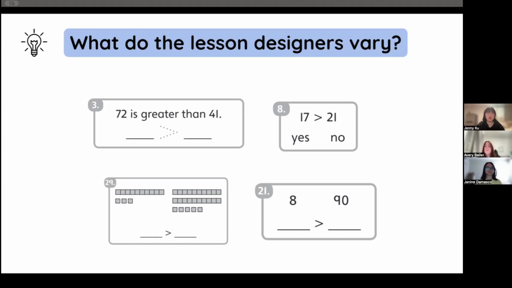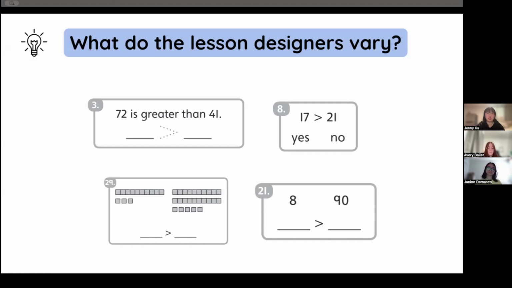Next, the types of tasks students complete also change. Some tasks provide a sentence such as 72 is greater than 41 and students must rewrite it using the greater than symbol. The next task is where students are asked to evaluate a given statement. Students have to decide if it is correct by circling yes or no. In another activity, students first identify the larger number from a pair, then place it in the correct position within a comparison statement.